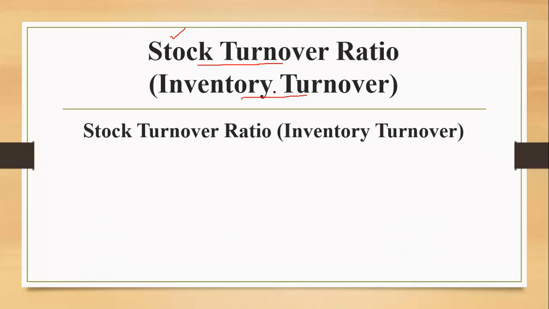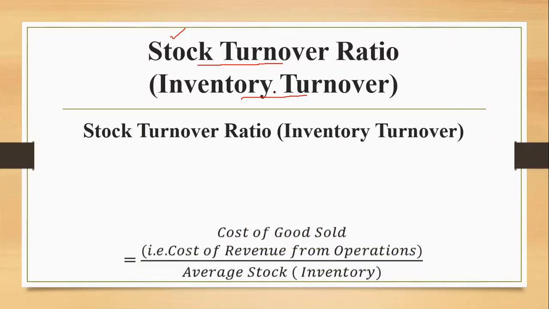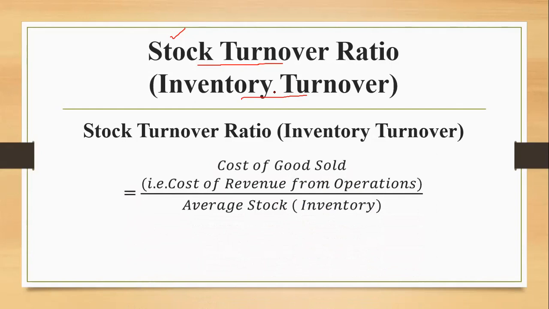Stock turnover ratio or inventory turnover ratio is equal to cost of goods sold. I have already told you it is also better known as, and in this chapter we will try to remember this word as, cost of revenue from operations upon average stock or average inventory. So the stock turnover ratio formula is very clear on the screen. It is cost of revenue from operations upon average inventory.